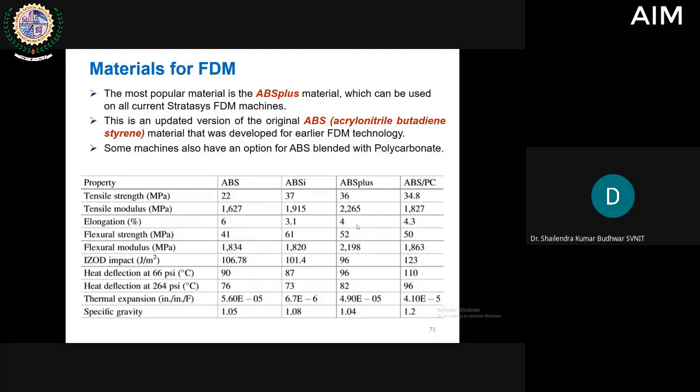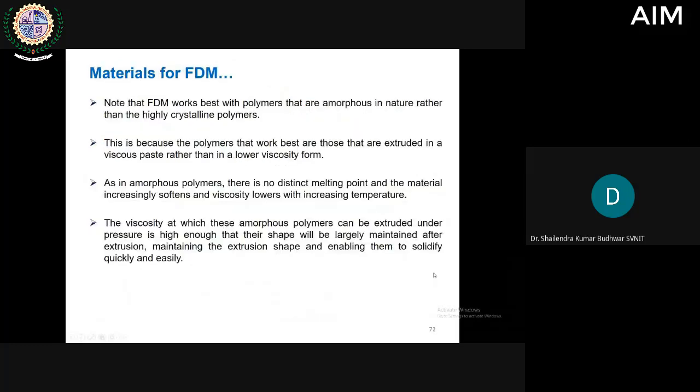Now this table shows different materials which can be used. Generally ABS, ABSi, ABS plus, PC or PLA materials are used in the case of an FDM machine.